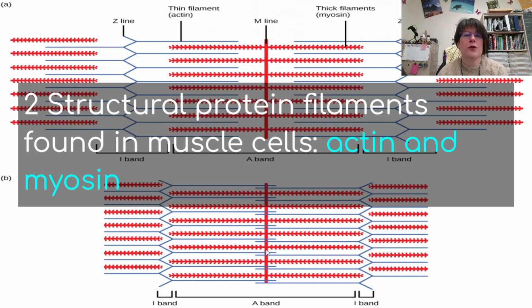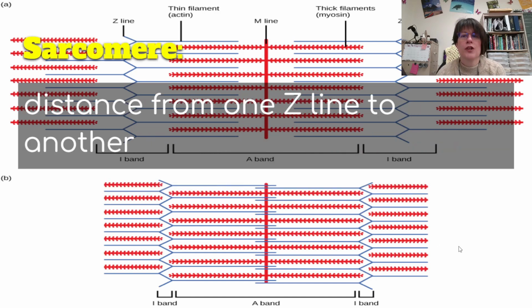There are two types of protein filaments found in muscle cells. They are actin and myosin. And we can see in the picture, the actin is the blue and the myosin is the red, and they act together to contract and relax muscles. An important structure in the myofibrils are the sarcomeres, and this is the distance from one Z line to another. We can see here that at the ends of the actin and myosin, there's this Z going down there. Those are the Z lines. And so this distance here from one Z line to another would be a sarcomere.